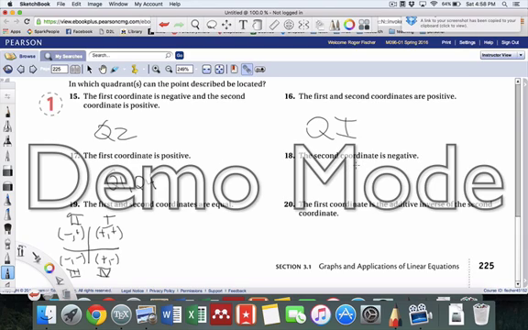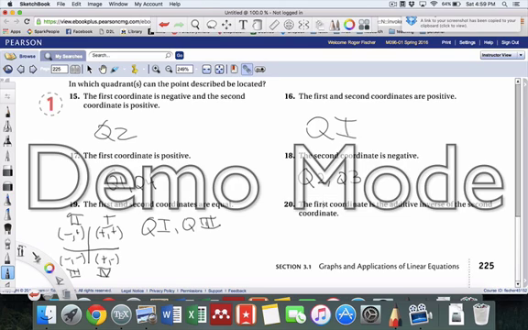The second coordinate is negative. Again, we can only conclude that the point is in quadrant 2 or quadrant 3. If the first and second coordinates are equal, that means that they must both be positive or both be negative. So such points could be in quadrant 1 or quadrant 3. And again, it doesn't really matter if you use Roman numerals or not for the quadrant numbers.